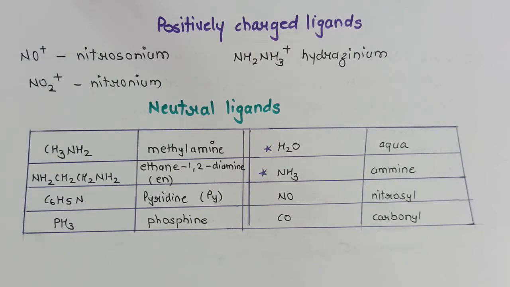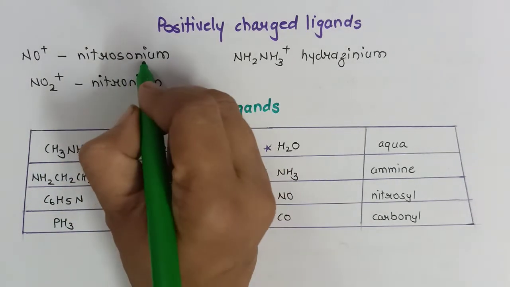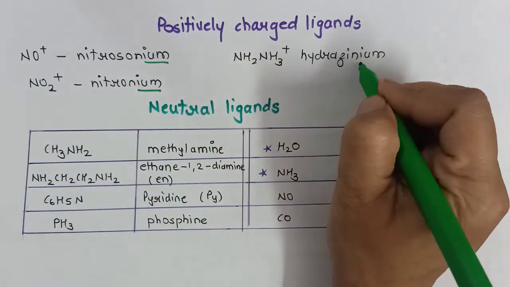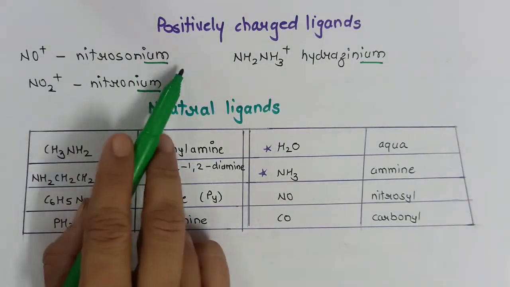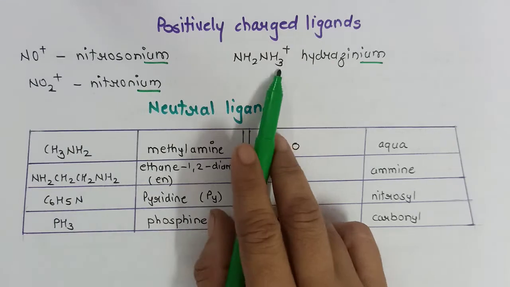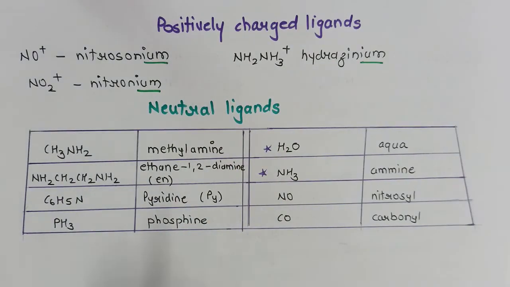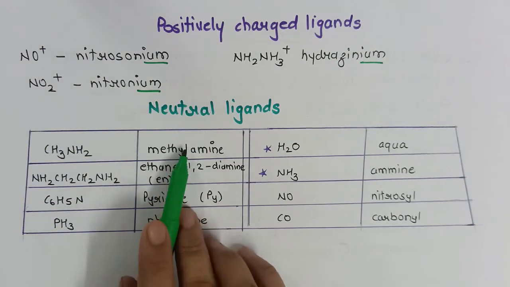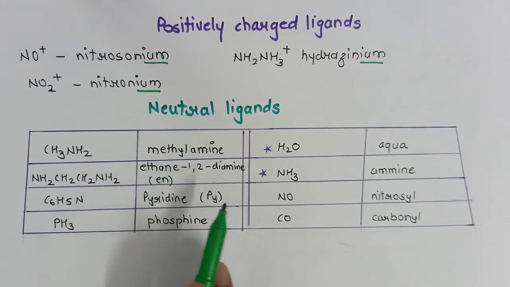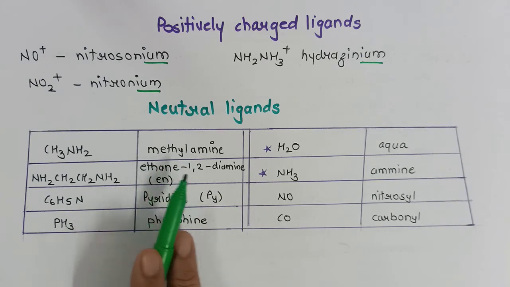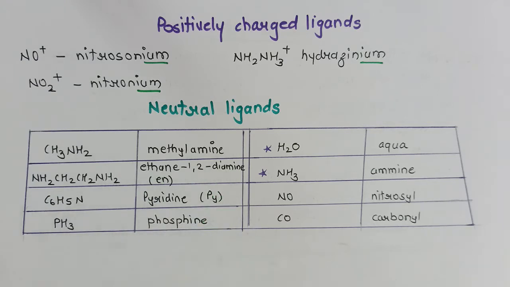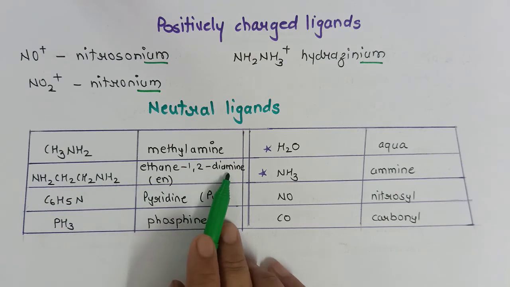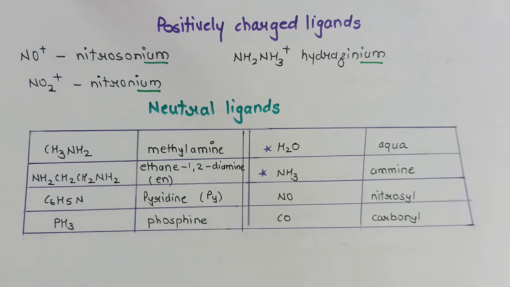Now, in case of positively charged ligands, we have to add IUM as a suffix. Nitrosonium, nitronium, hydrazinium, etc. Neutral ligands are named as they are. Methylamine, ethane 1,2-diamine. As soon as I say ethane 1,2-diamine, it should be clicked in your mind that when we are naming ethane 1,2-diamine, we will use the prefix like bis, tris, tetrakis, etc. Now, you have to learn these also.